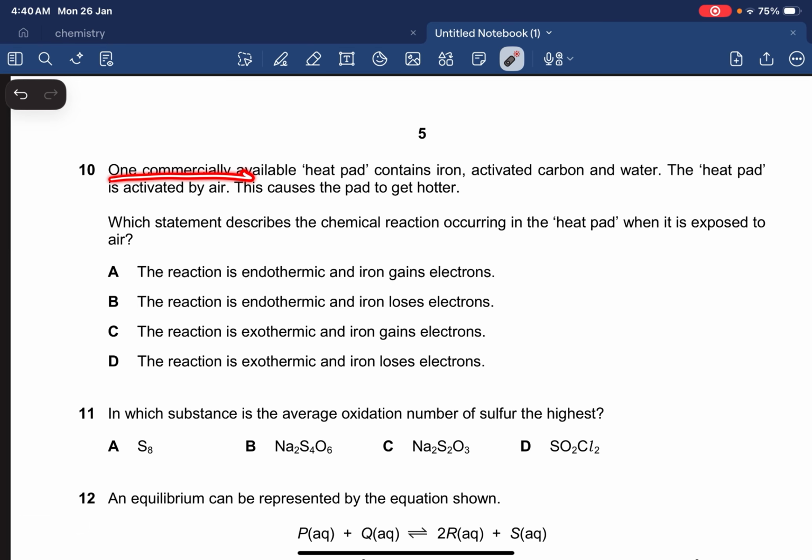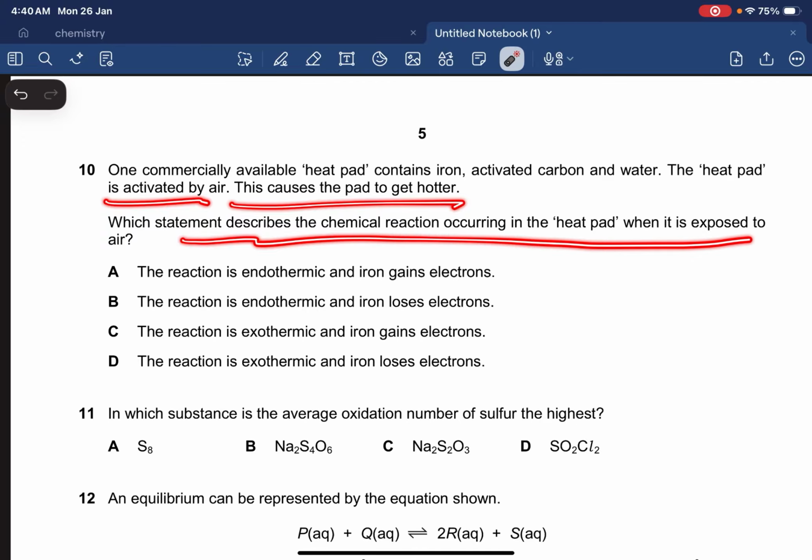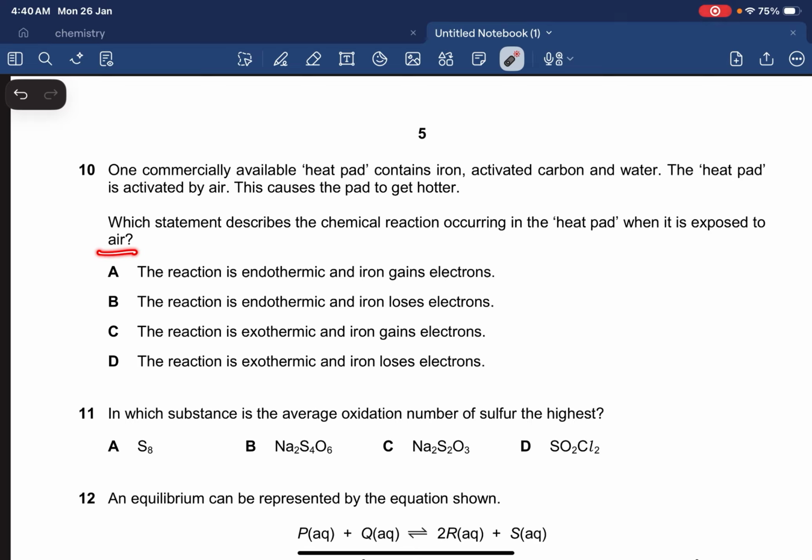One commercially available heat pad contains iron, activated carbon, and water. The heat pad is activated by air. This causes the pad to get hotter. Which statement describes the chemical reaction occurring in the heat pad when it is exposed to air?